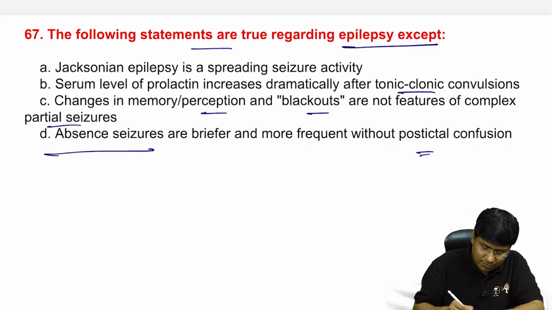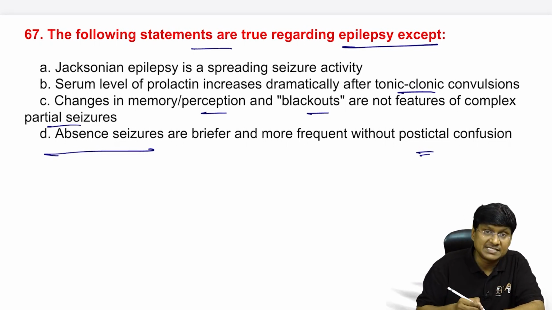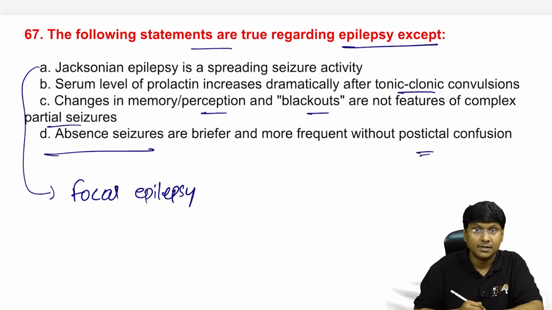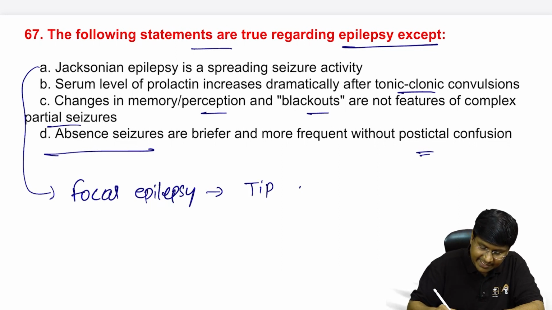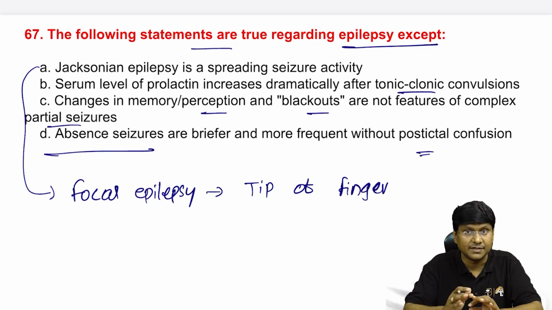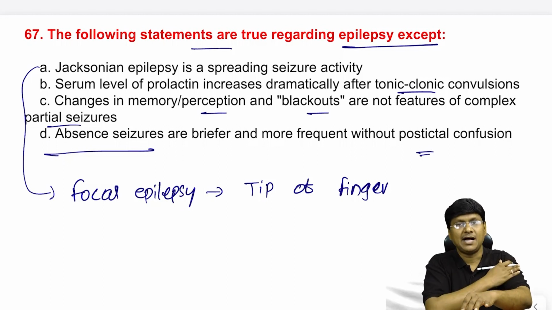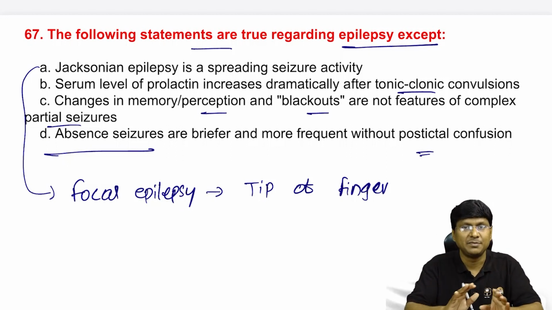Okay. So what is Jacksonian epilepsy and where do you observe this? Jacksonian epilepsy is the epilepsy that you see in focal epilepsy. In Jacksonian epilepsy, the involuntary movements start at the tip of the finger, and gradually progress proximally to the hand, forearm and arm, and following that the involuntary movements will be there throughout the body. That is what is called Jacksonian epilepsy, and it is a feature of focal epilepsy.